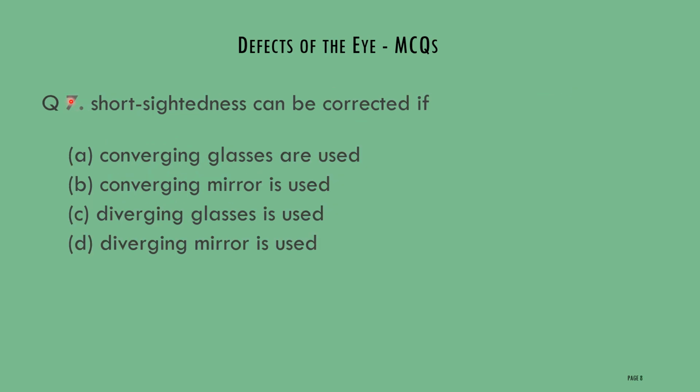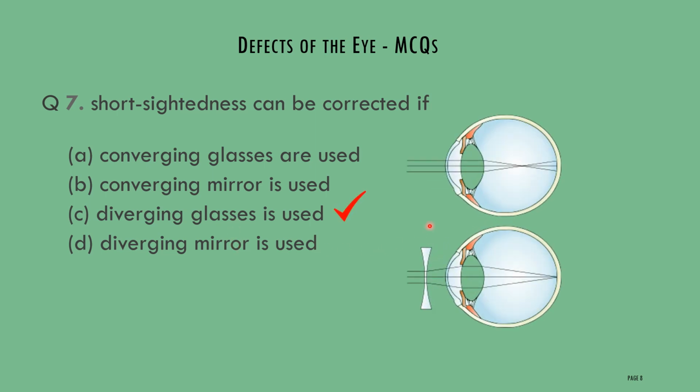Next question, question number 7. Short-sightedness, which is nothing but myopia, can be corrected if option A, converging glasses are used, option B, converging mirror is used, option C, diverging glasses are used, option D, diverging mirror is used. Don't confuse between glasses and mirrors. Mirror is different, glasses are different. The correct answer is diverging glasses are used.